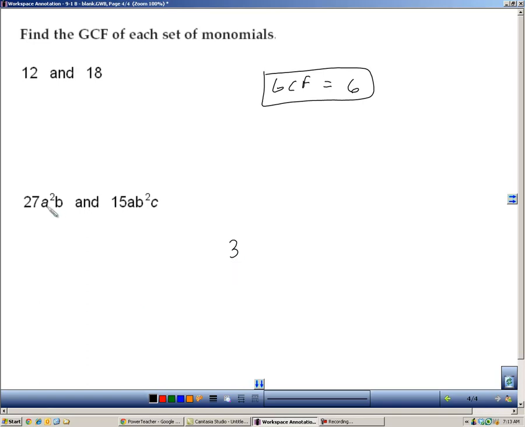And now we have to figure out the largest amount of a's that go into either one. Well, 1 a goes in here and 1 a goes in here. Now this one doesn't have 2 a's, so the biggest one that we can say is in common is 1. And then there's also a b in common. So in this case, the GCF of those two terms is 3ab.